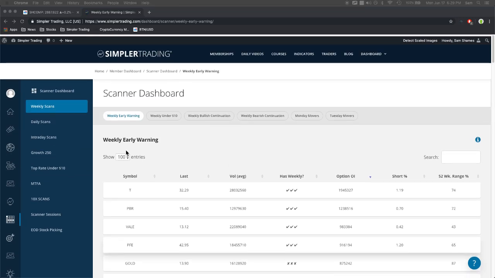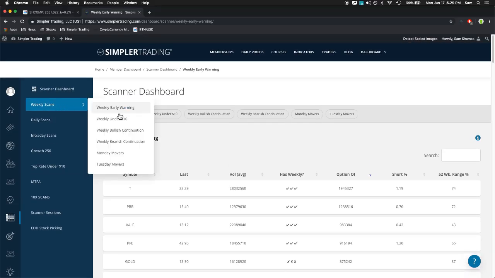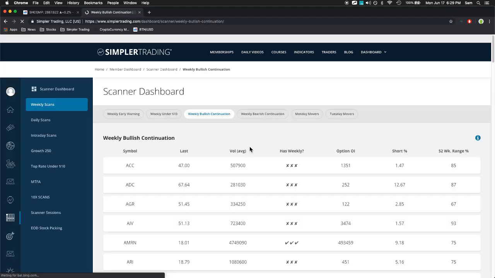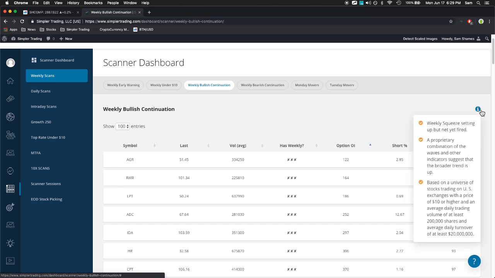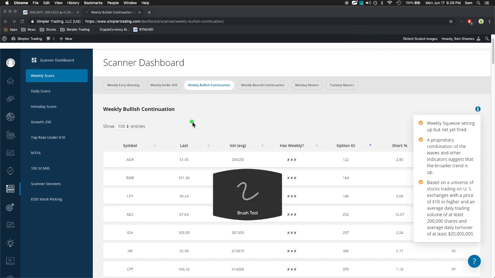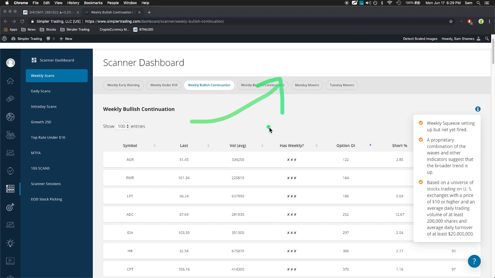Let's keep going. Another one of my favorites here on the weekly scans is the weekly bullish continuation. So we won't get into this one too much, but it's the same idea, except this one is factoring in momentum waves. On the other one, it was just a straight up weekly squeeze gets you qualified. On this one, it's a weekly squeeze plus a combination of momentum. And the key thing with that is the momentum has to be oriented higher, and you have to have a weekly squeeze. And so let's do the same thing.